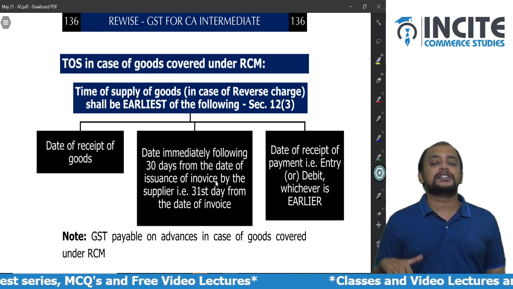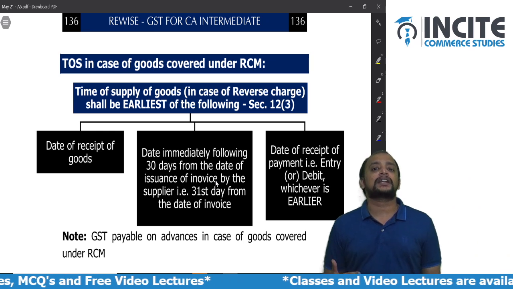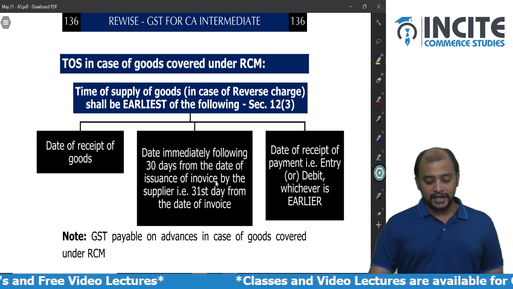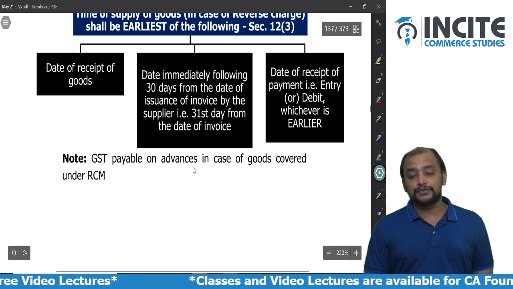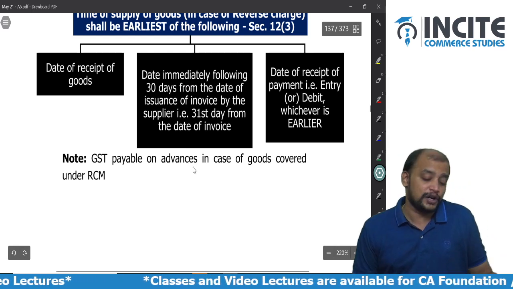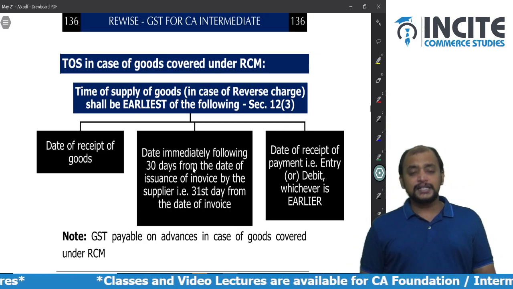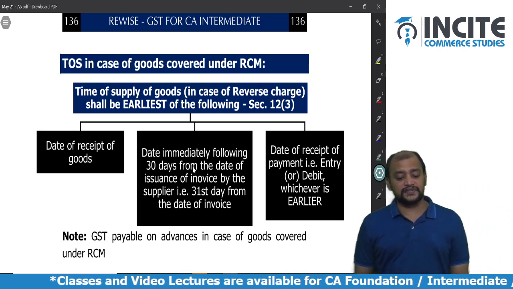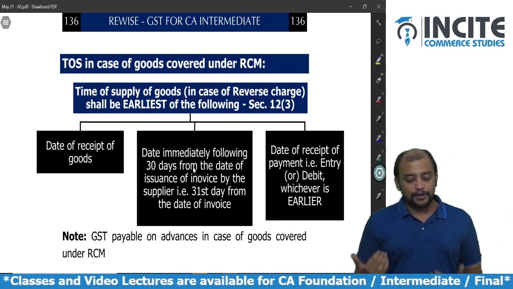So therefore, whether GST is payable on advances in case of goods covered under RCM? Yes, that's what I have given. GST is payable on advances in case of goods covered under RCM, but under FCM it is not required. Okay. Sir, where is it given as 30 days, 31st day? So the date immediately following 30 days.